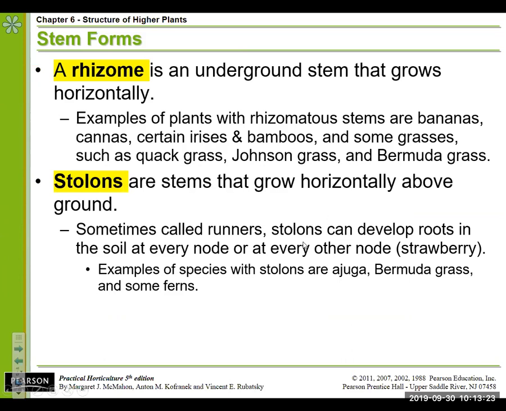We also have stolons, which are stems that grow horizontally, except they at least begin above ground. Some of them will start to go underground as they develop what some people call runners. The classic example of those with stolons are strawberries. Some ferns do it. Bermuda grass does it. Horizontally growing above ground.